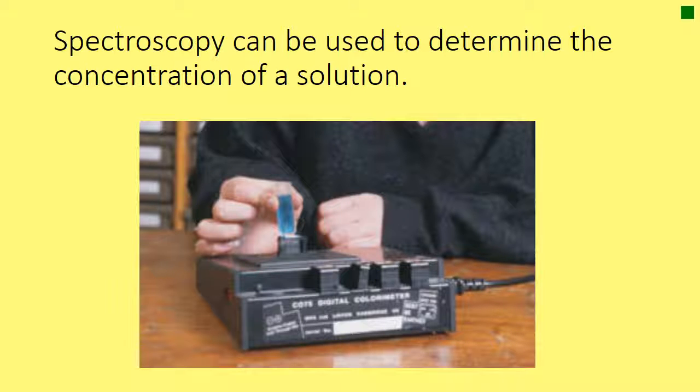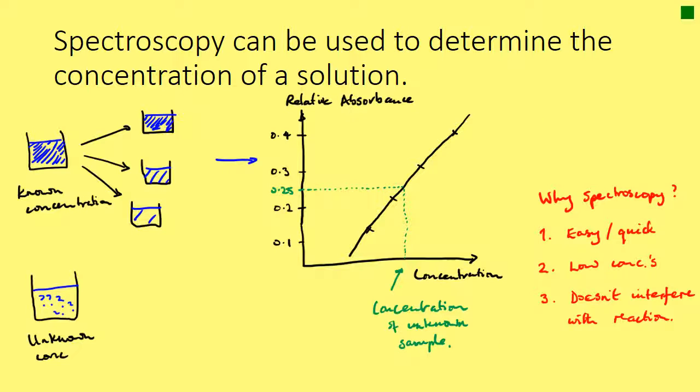And this is what a colorimeter might actually look like. This is a real colorimeter, and you can see the student is putting a sample into the colorimeter so that you can measure the light being shone through it. But we're not quite there yet. What we need to do is use a calibration graph first to get our actual answer.